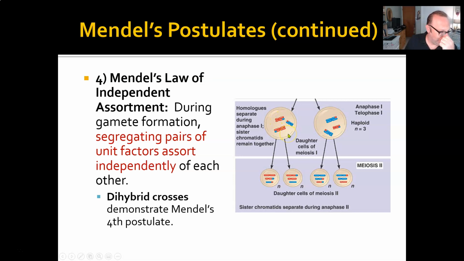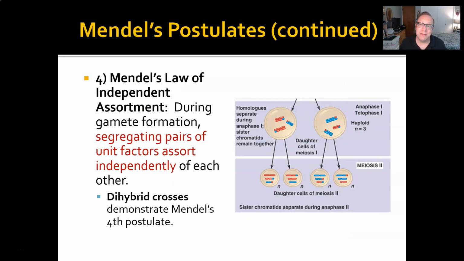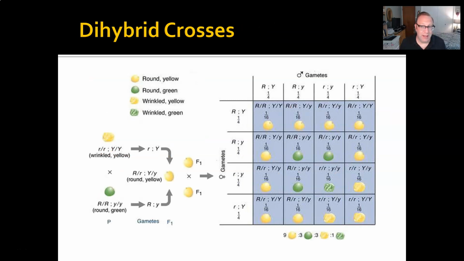All right? And that's important, because that means some traits will travel together and some traits won't travel together. If they're on the same chromosome, they will travel together into that gamete. If the 2 traits are not on the same chromosome, then they could end up in different gametes. Okay, that is relevant to dihybrid crosses.